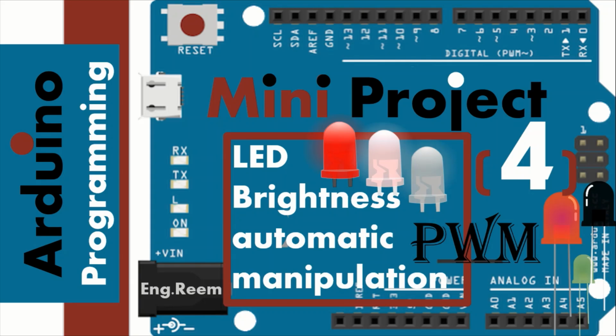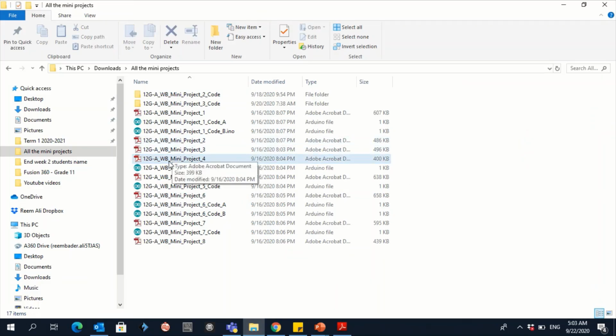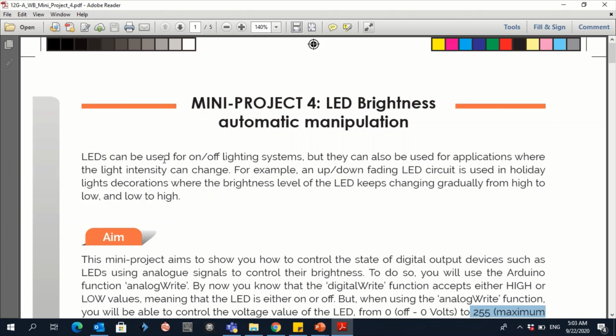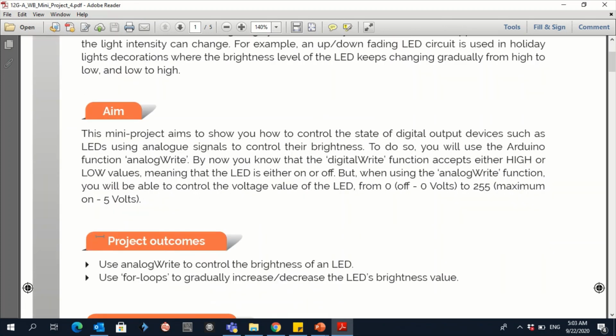So let's get started. Let's go to Mini Project 4, click on it. So here we go. LEDs can be used for on and off lighting systems, but they can also be used for applications where the light intensity can change. In this project you will learn how to change the intensity of the light. What will be the project outcomes? You will use analogWrite to control the brightness of an LED, and you will use for loops to gradually increase and decrease the LED brightness value.